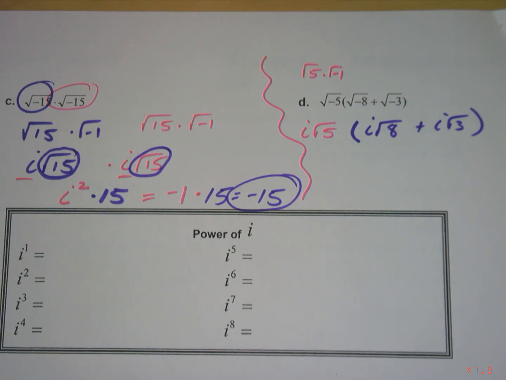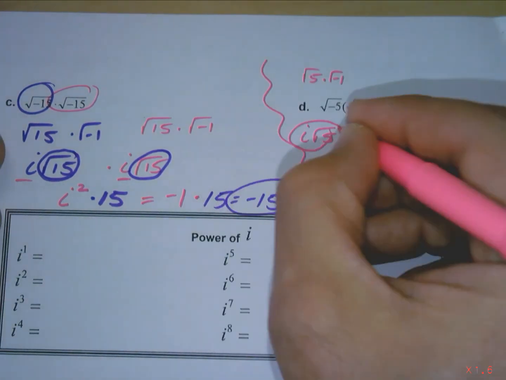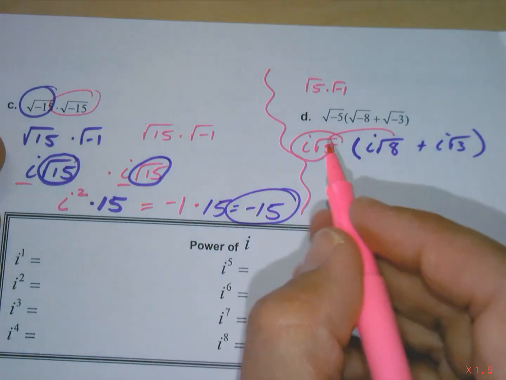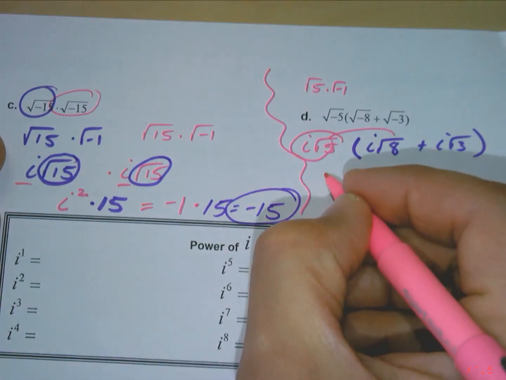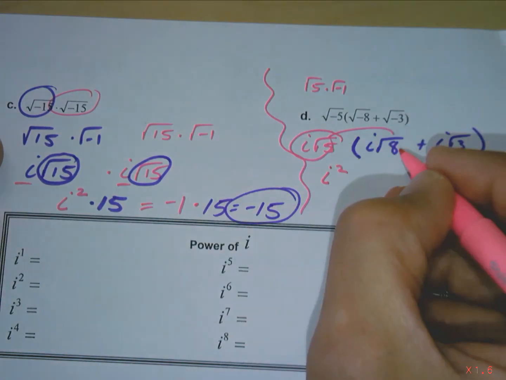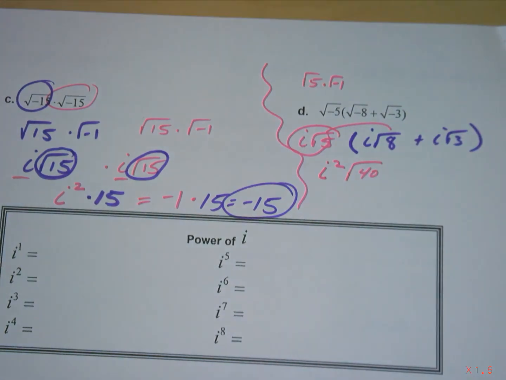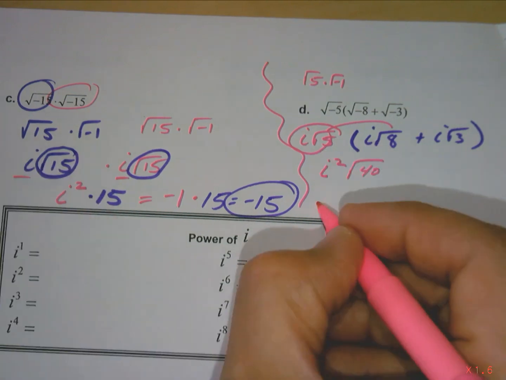So far, so good? So again, the little hint is to take those i's out. Now go ahead and multiply. I times I, numbers on the outside work together. That's i squared. And then 8 times 5 we know is 40. So we get i squared is negative 1.